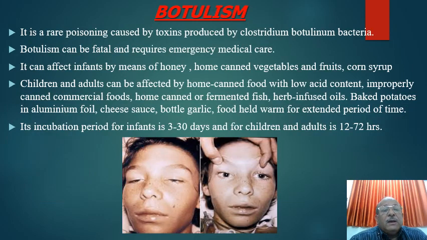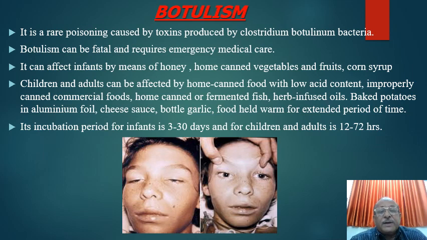Then we talk in terms of botulism. It's a rare poisoning caused by toxins produced by Clostridium botulinum bacteria. Botulism can be fatal and requires emergency medical care. It can affect infants by means of honey, home canned vegetables and fruits, corn syrup.